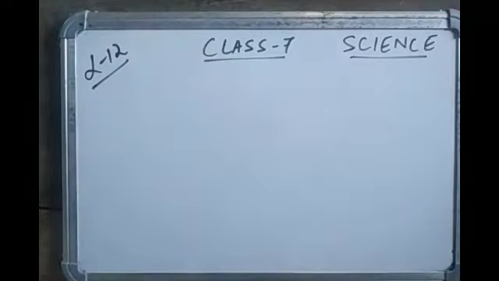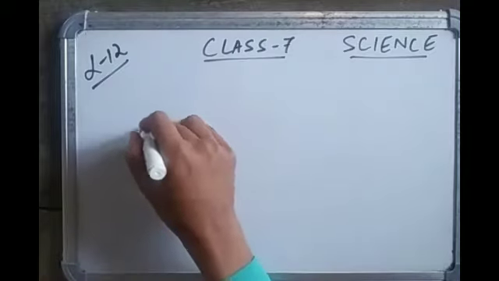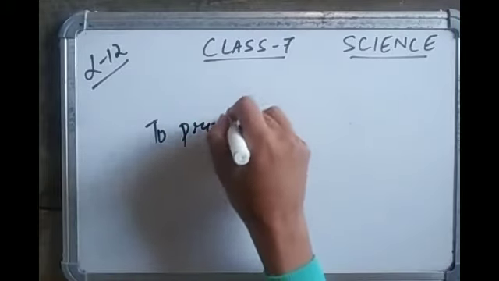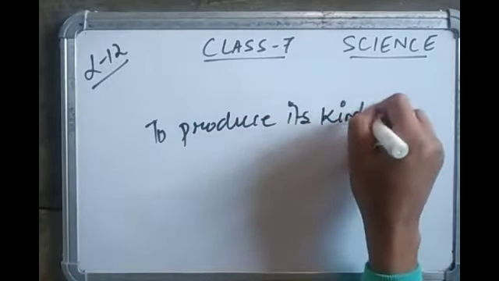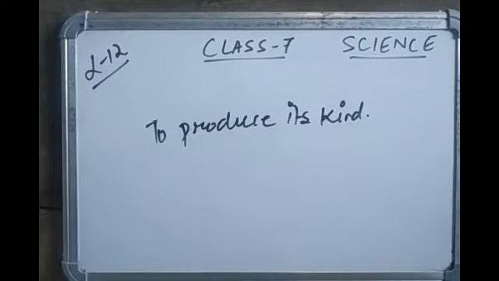In class 7, we have learned in the previous class that to produce its kind is a characteristic of all living organisms. Ahingbo jiva ki characteristic amani reproduction si. Reproduction is the production of new individuals.